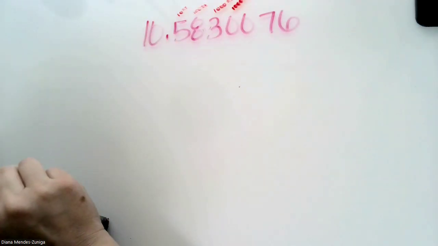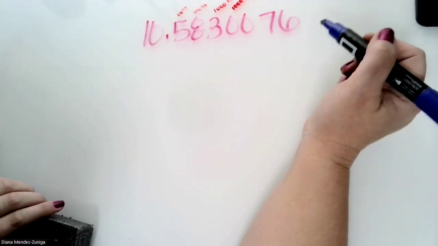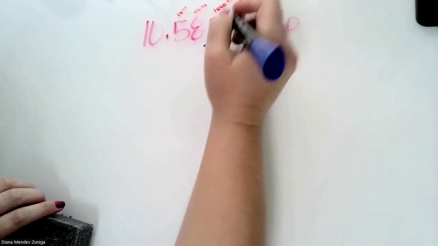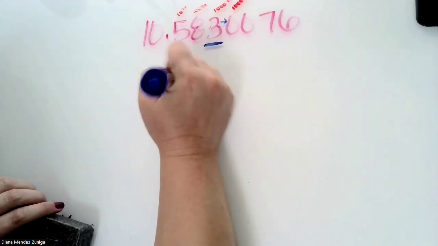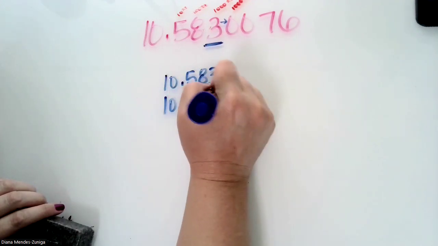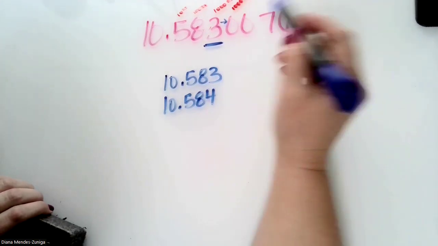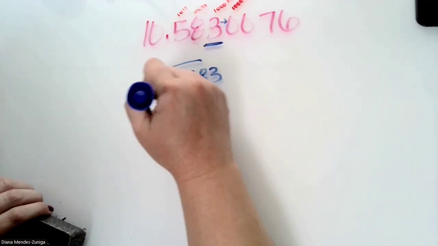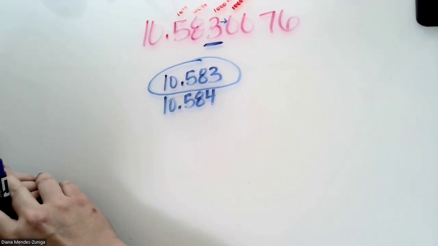Let's round it to the nearest thousandth, okay? This is our target spot because our thousandths is here. So I'm going to look to the number to the right. If that is below a 5, so my only two options here are 10.583 or 10.584 because it only stays the same or moves up one. So this number is 0. It's not bigger than a 5. It's under a 4. So it would be 10.583.